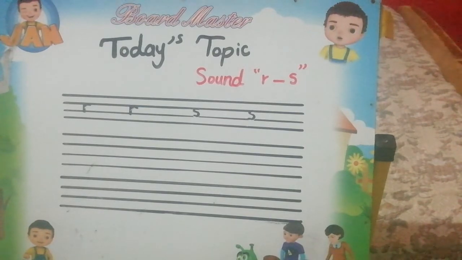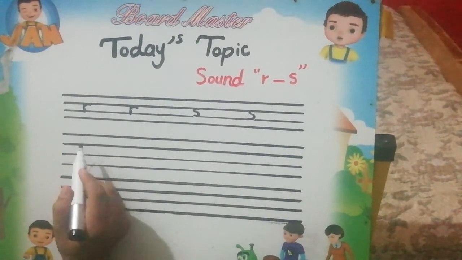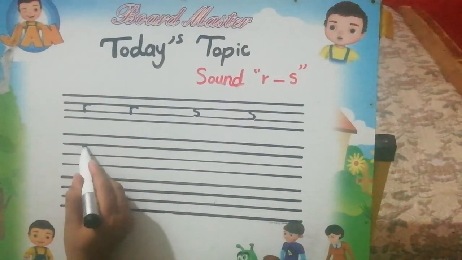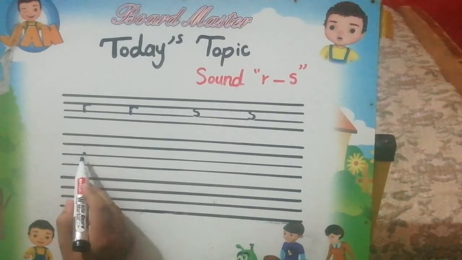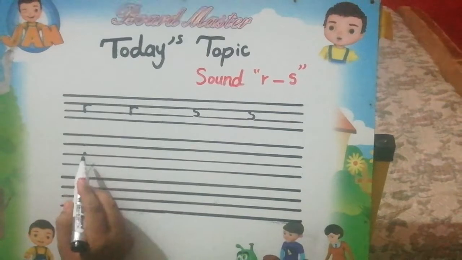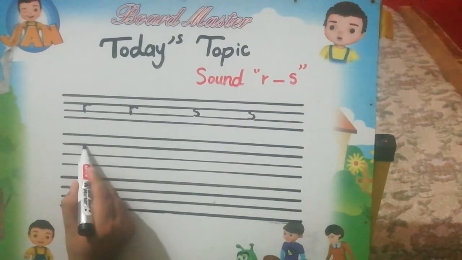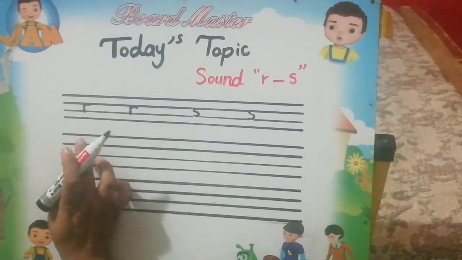Now take out your registers and pencils and start writing after me at home. Be quick. First of all, we are writing R. R will come in the middle of these two lines. Make a straight line and join this dot. This is our first stroke.